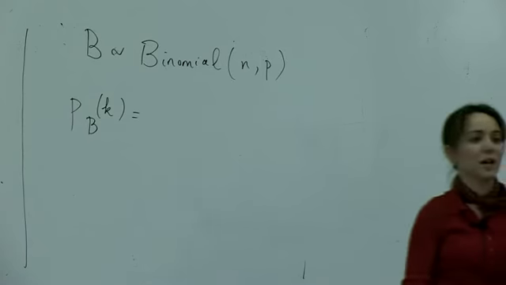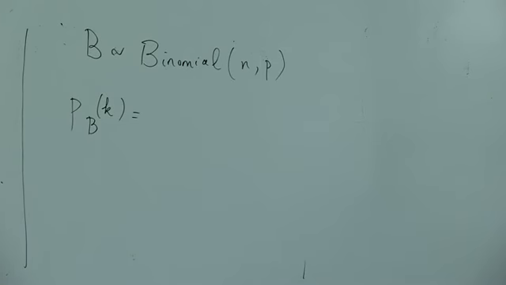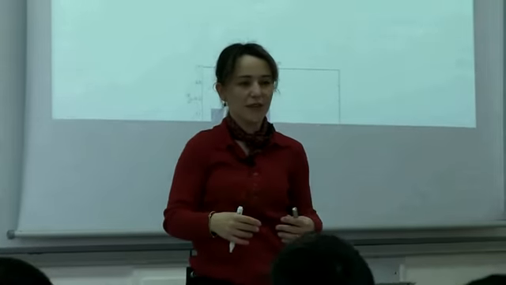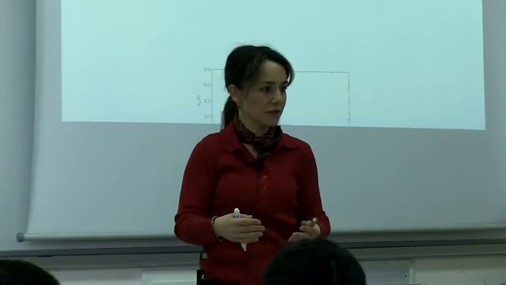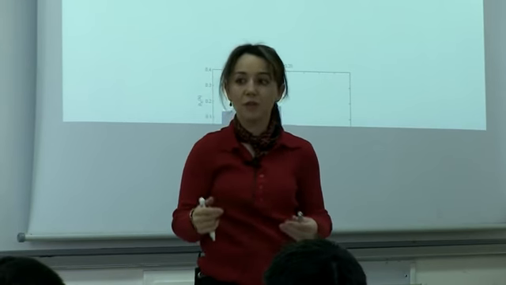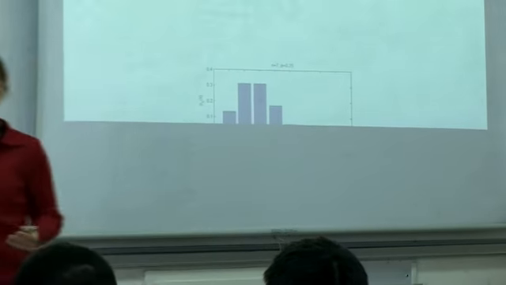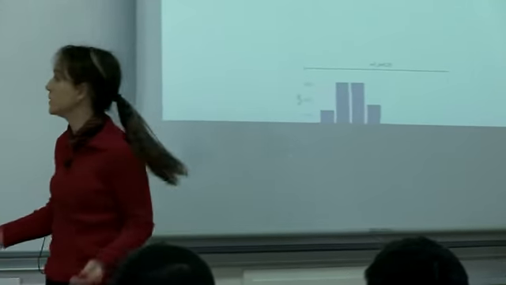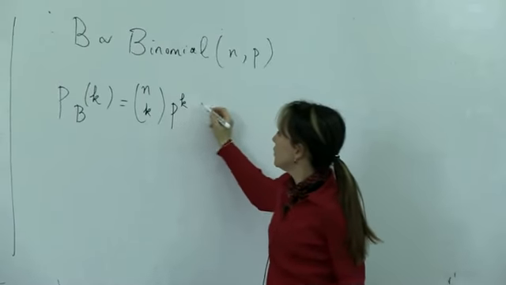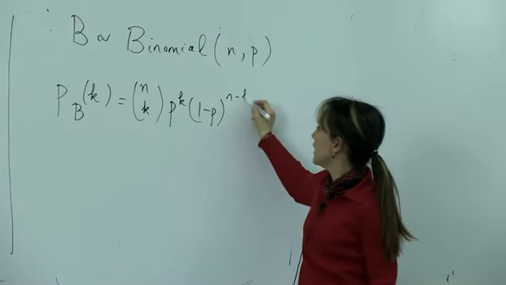The probability of, for example, k successes followed by n minus k failures is p to the k times 1 minus p to the n minus k. And there are n choose k different orderings for this, which are all equally probable. So together, the probability of k successes coming at arbitrary times in n trials is n choose k, p to the k, 1 minus p to the n minus k.